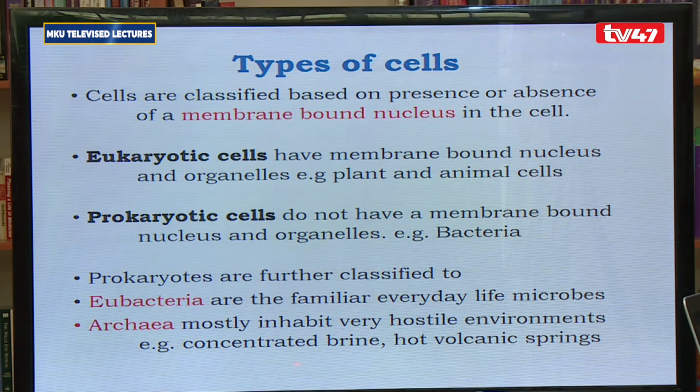Some live in concentrated brine, which is salty water. And you know, whenever you put a cell in salty water, it will shrivel because water will be attracted out of the cell into the brine solution and then cause the cell to die. But these particular cells are able to survive under those conditions. So they are classified differently. The two, eubacteria and archaea, are actually very distinct if you look at them in terms of their biological or biochemical activities.